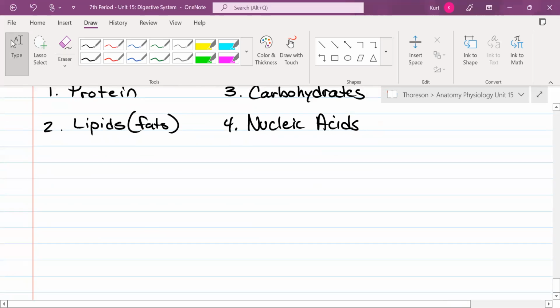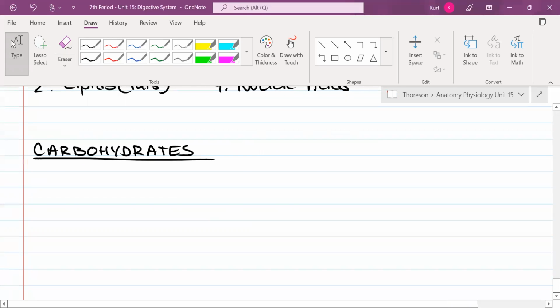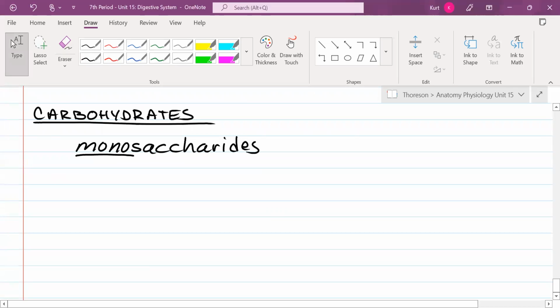What I'd like to go over with you for the rest of class today are the monomers and polymers of these 4 macromolecules. So let's do carbohydrates first. This is going to be the biggest one. What are the monomers of carbohydrates? What are they called? Monosaccharides. Ring a bell? How do you know there's only one molecule in a monosaccharide? Mono means one.